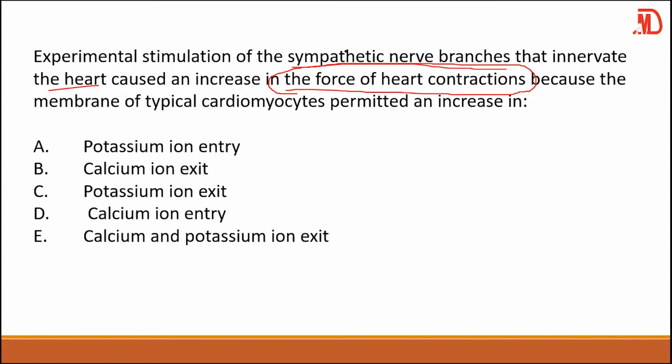Exactly. So now look, there's an increase in the force of contraction because the membrane of the typical cardiomyocyte permitted an increase in the following. What is needed to help ensure a contraction? Calcium, not potassium. Potassium deals with electrical activities. Don't confuse the two. Potassium helps with arrhythmias; in case you have arrhythmias, then potassium comes to mind. But in case of contraction, calcium is needed.